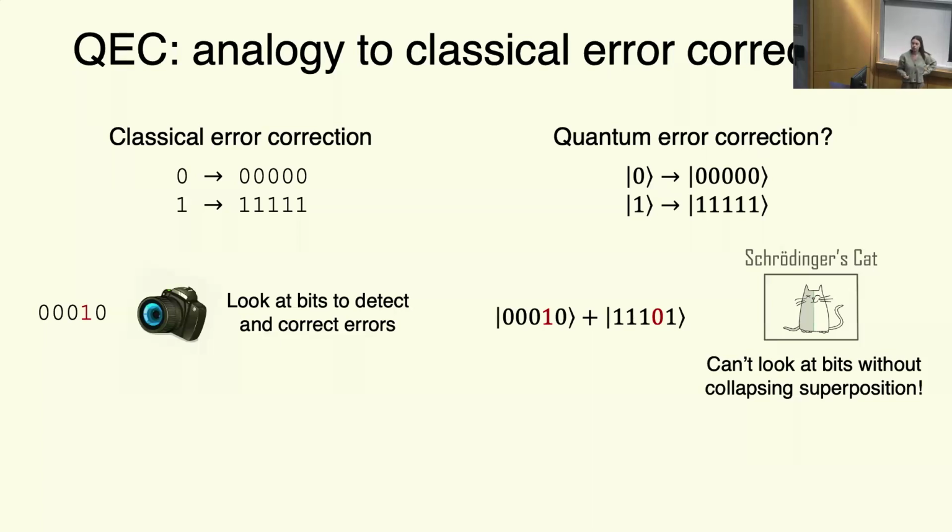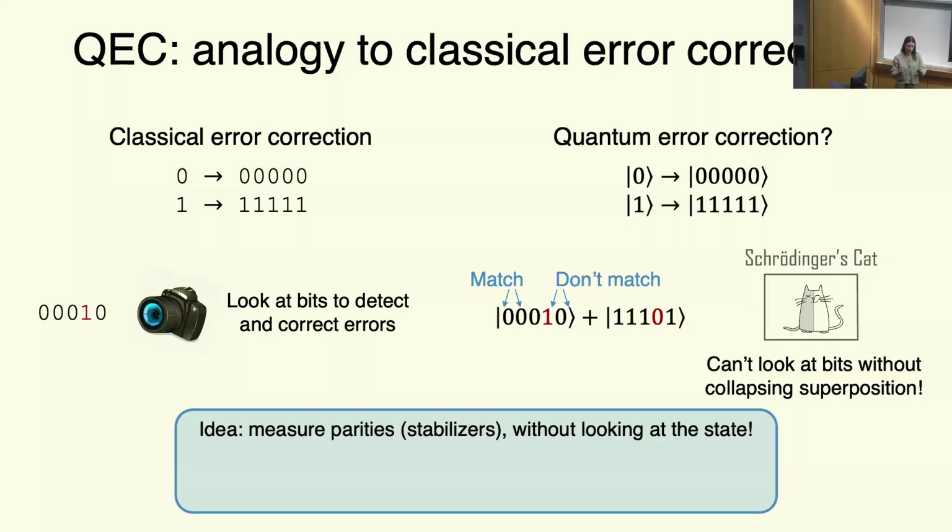So suppose I have a superposition of logical 0 and 1, and I want to figure out what errors occurred. I can't just go ahead and look at my qubits, because if I did that, I would collapse this huge superposition state that I have. There's a way to get around this, and this is by not looking at the individual qubits, but rather looking at parities of qubits. So instead of measuring qubits, we'll measure parities, which are basically comparisons of the operators of different qubits.